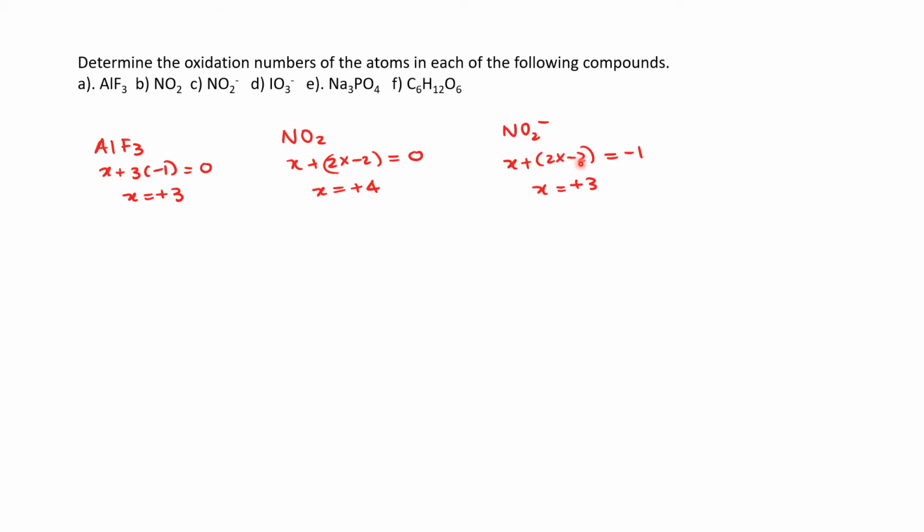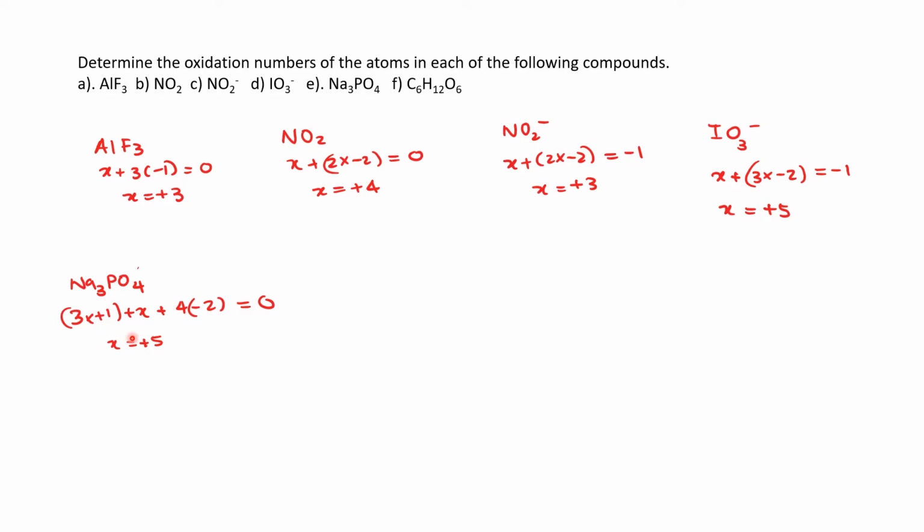Again, oxygen has -2 oxidation number and the overall charge of the compound is -1. In this case, the oxidation number of nitrogen is +3. Oxygen has -2 oxidation number again, and then we have 3 atoms and the overall charge is -1. The oxidation number of iodine is +5. Sodium has +1 oxidation number and we have 3 sodium atoms, and let's take X as the phosphorus oxidation number. Oxygen has -2 oxidation number and the overall charge of this compound is 0. So the oxidation number of phosphorus is +5.